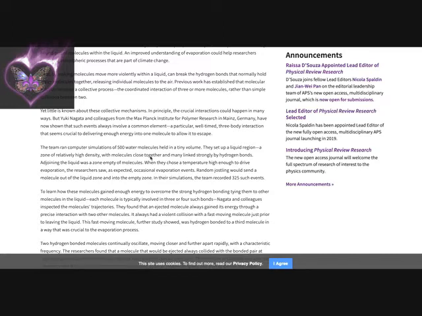To learn how these molecules gain enough energy to overcome the strong hydrogen bonding tying them to the other molecules in the liquid, each molecule is typically involved in 3 or 4 such bonds, Nagata and colleagues inspected the molecules' trajectories.